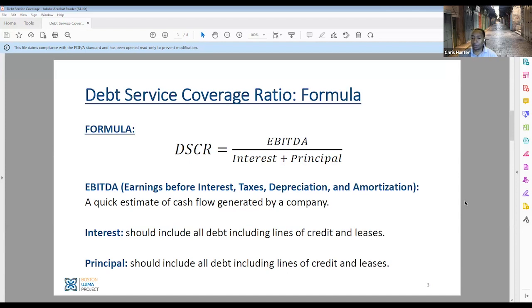But below that, we still have interest and principal. The key thing to note there is that it is meant to account for all of the debt obligations of the business. So this includes lines of credit. This includes if you're leasing a vehicle, that's a liability. That's money that you owe. It needs to account for that.